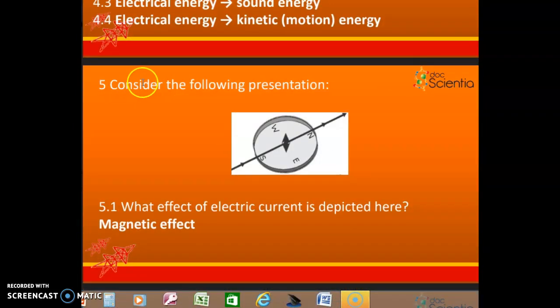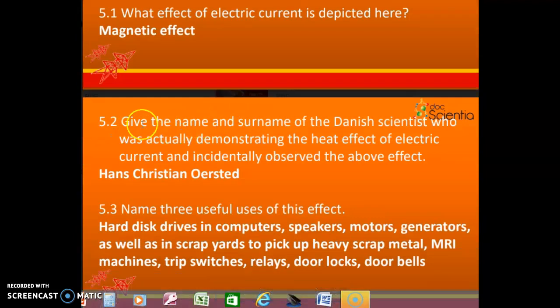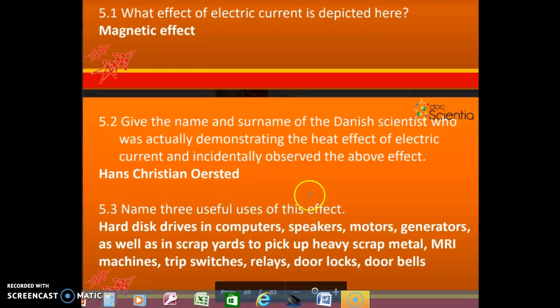Number 5, consider the following presentation. So this compass right here. 5.1 asks, what effect of electric current is depicted here? Yes, magnetic effect. 5.2. Give the name and surname of the Danish scientist who was actually demonstrating the heat effect of electric current and incidentally observed the above effect. It is Hans Christian Ørsted.